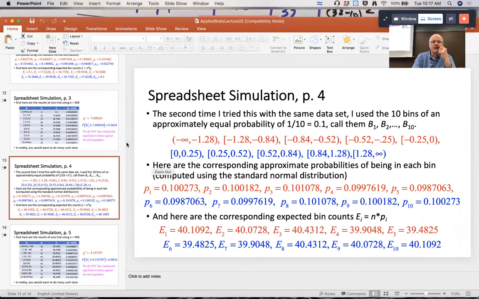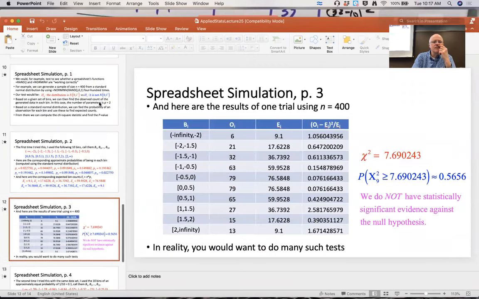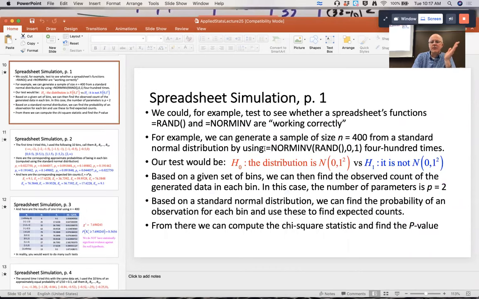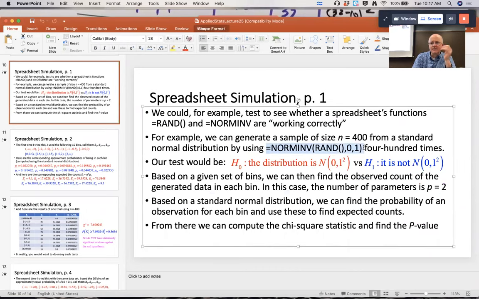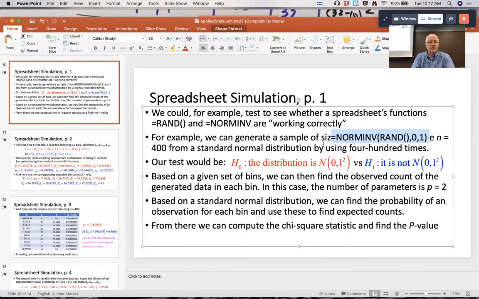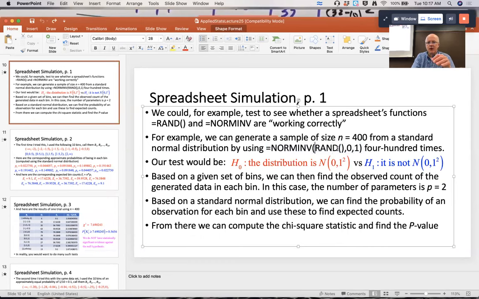where I did a few different simulations with a spreadsheet, and I'm not going to test you on this, using equals NORM.INV and RAND 400 times. What I was trying to do was test to see if the spreadsheet is working correctly. Is that spreadsheet code truly going to generate simulated data from a standard normal distribution? RAND, remember, is supposed to generate numbers from a uniform distribution on 0, 1.